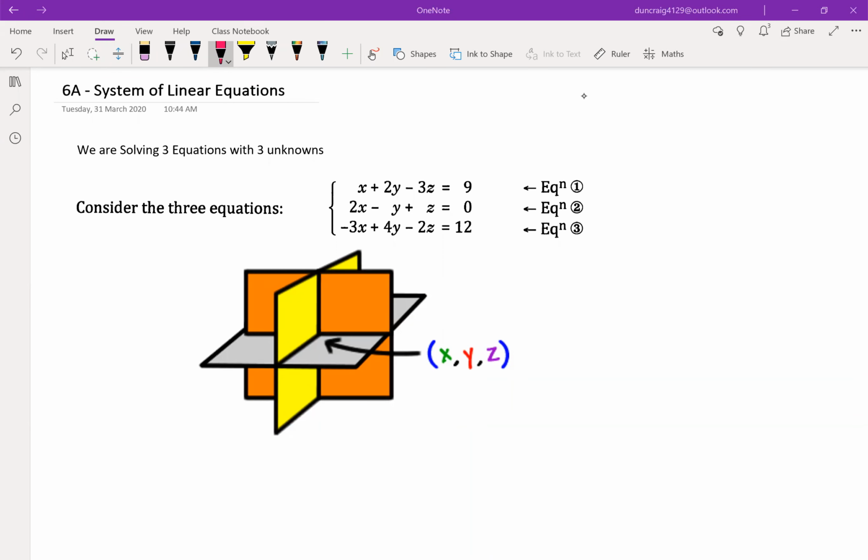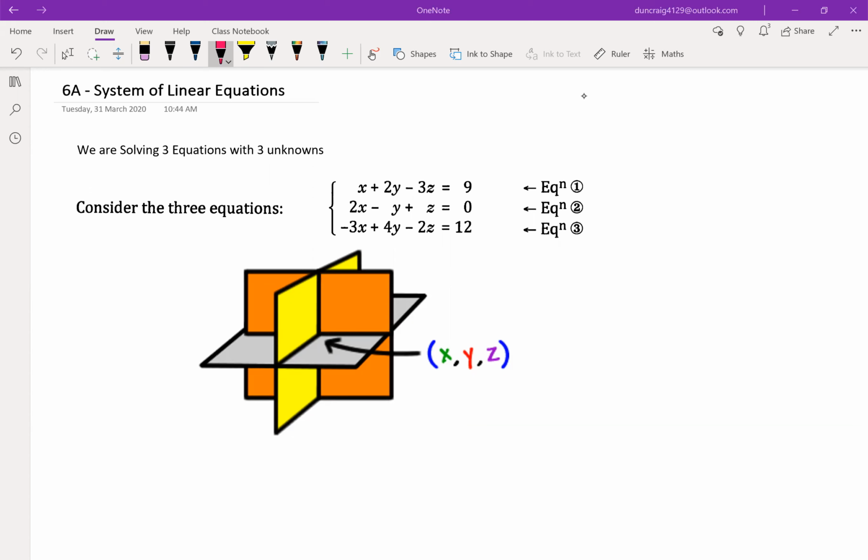Today I'm going to be introducing you to a new topic, systems of linear equations. Essentially what we're doing is we're just solving simultaneous equations. Typically in the past when you've done this, you've had two equations with two unknowns that you're solving. Now we're doing three equations with three unknowns.